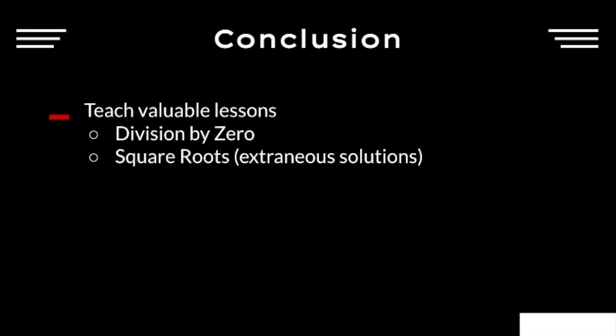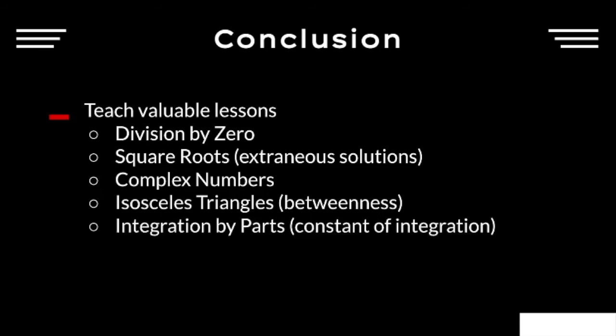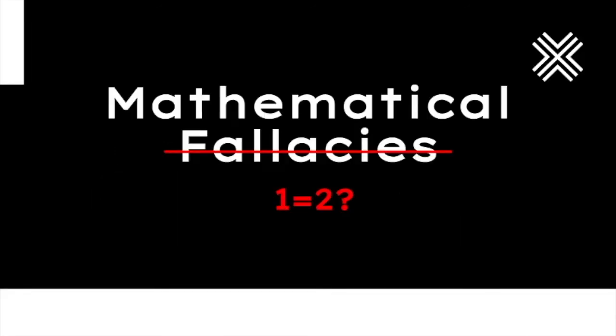In conclusion, mathematical fallacies teach valuable lessons, as shown by the various examples we've gone over: the division by zero, square roots with extraneous solutions, complex numbers, isosceles triangles illustrating the importance of betweenness, and integration by parts with constants of integration. So next time you want to impress or stump your friends, show them a mathematical fallacy and see if they can figure out the mistake.